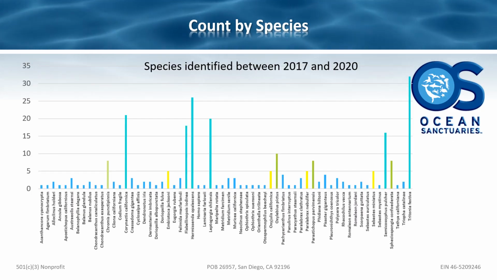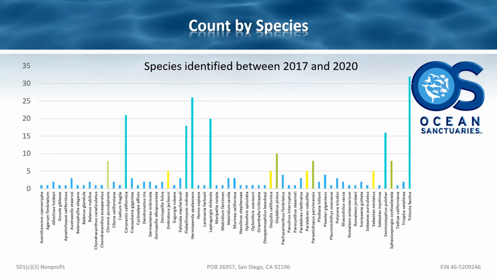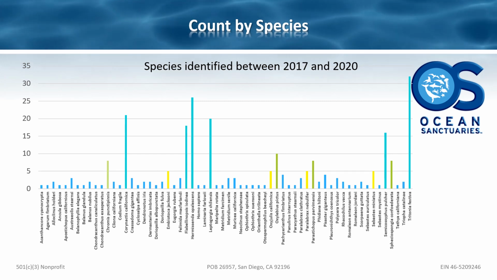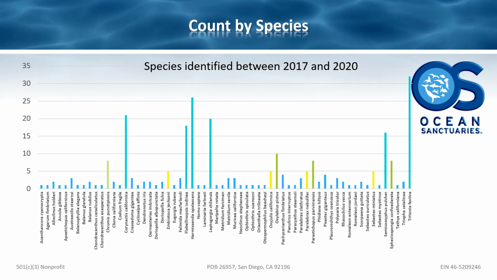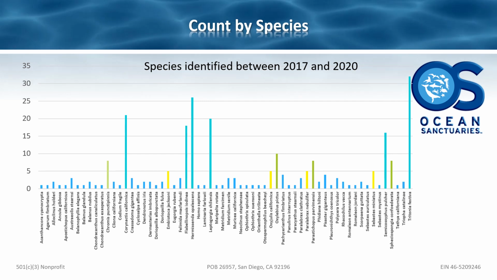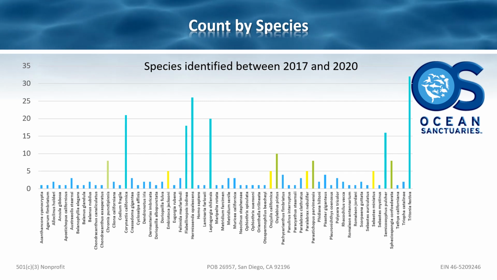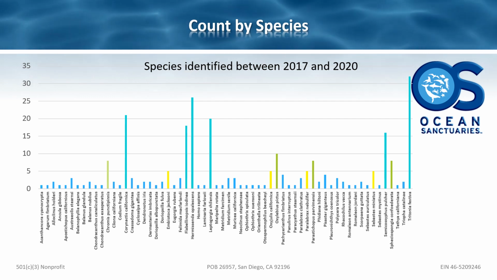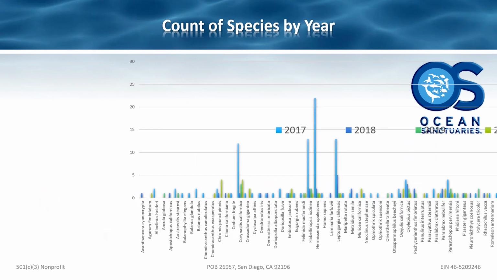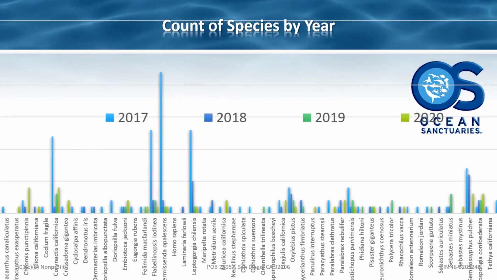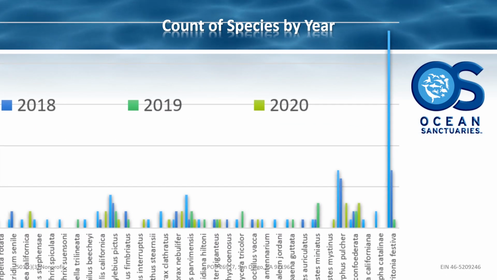In order to give you a better perspective of the overall project, this slide is more detailed than the previous slides. It contains the entire list of species identified between 2017 and 2020. And this is the complete data set for the period indicated by year.